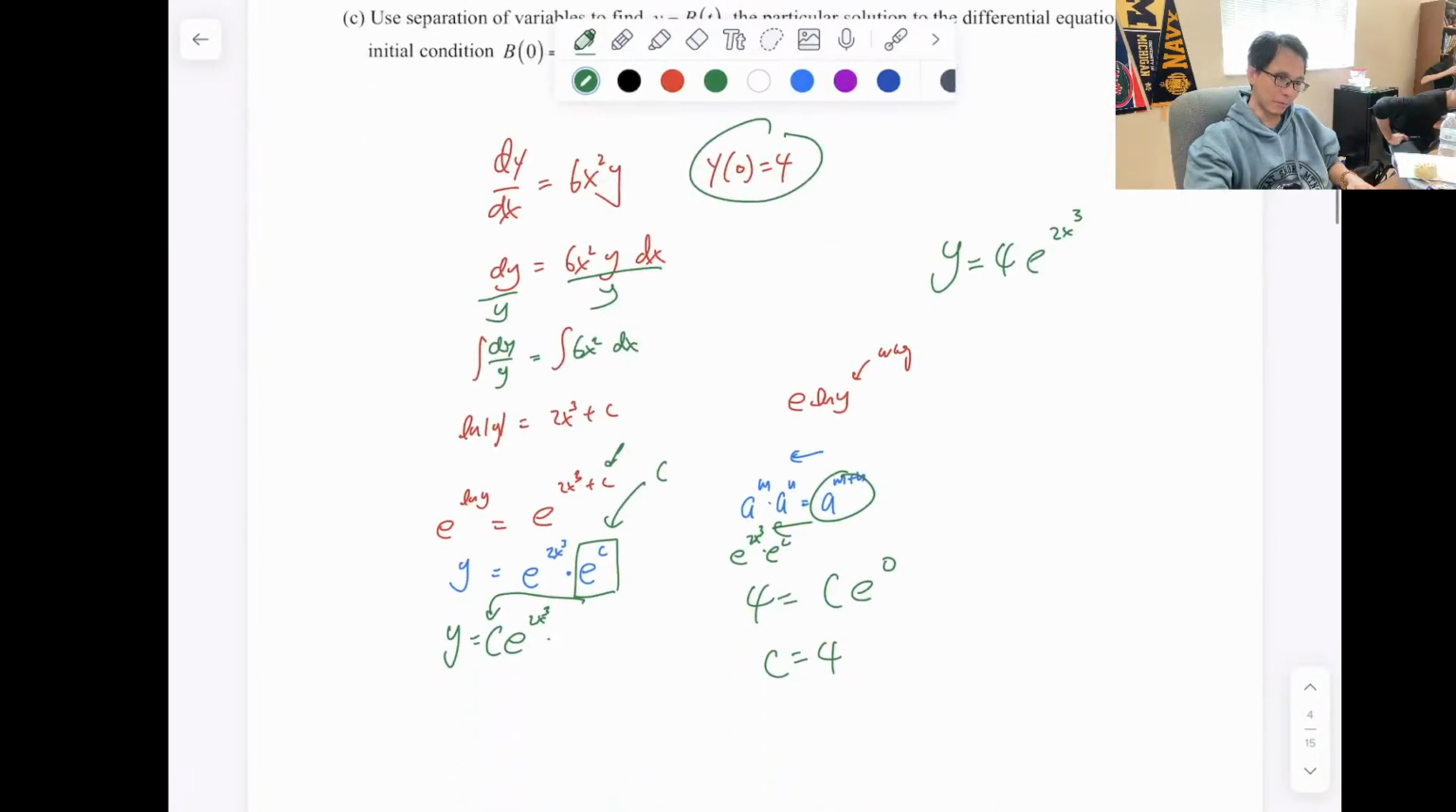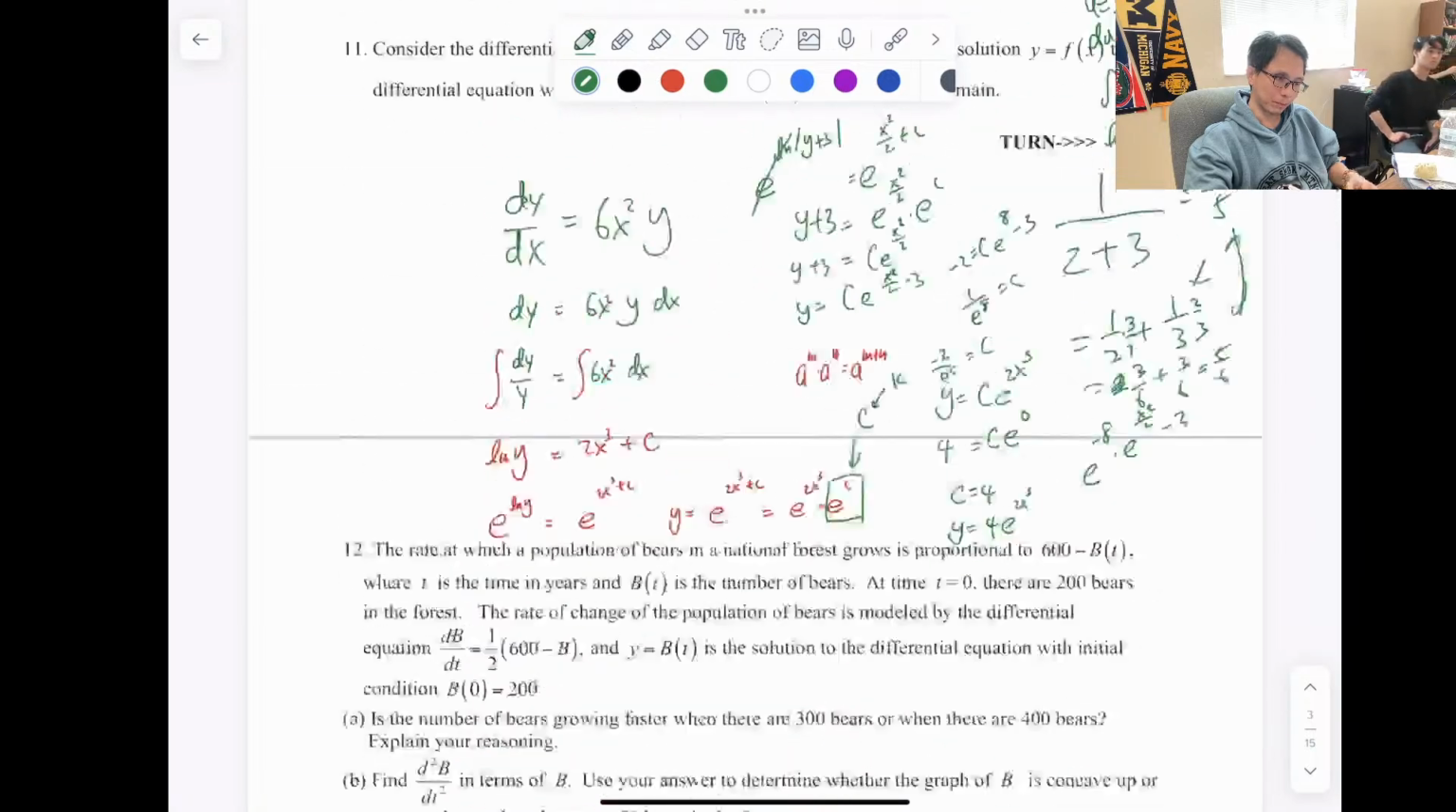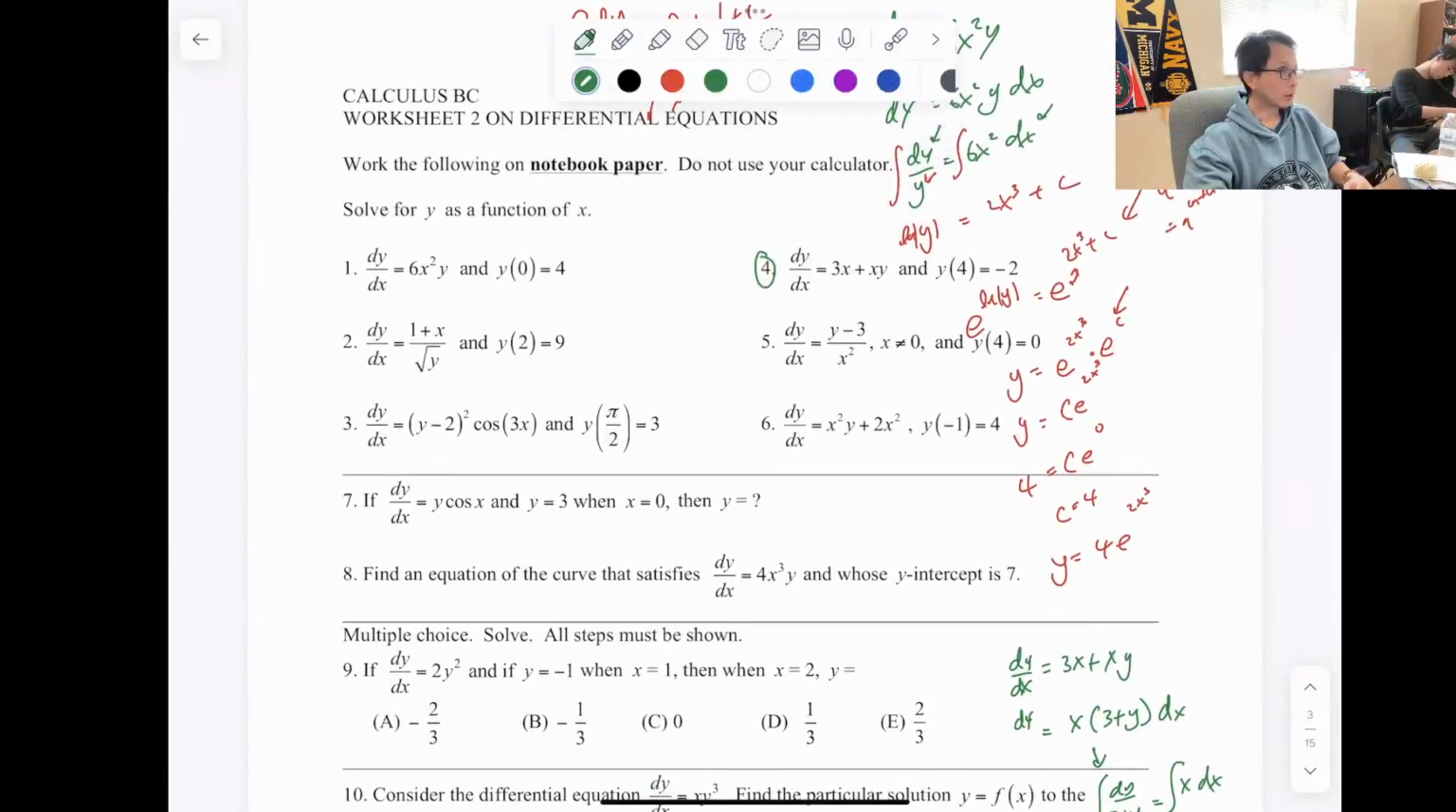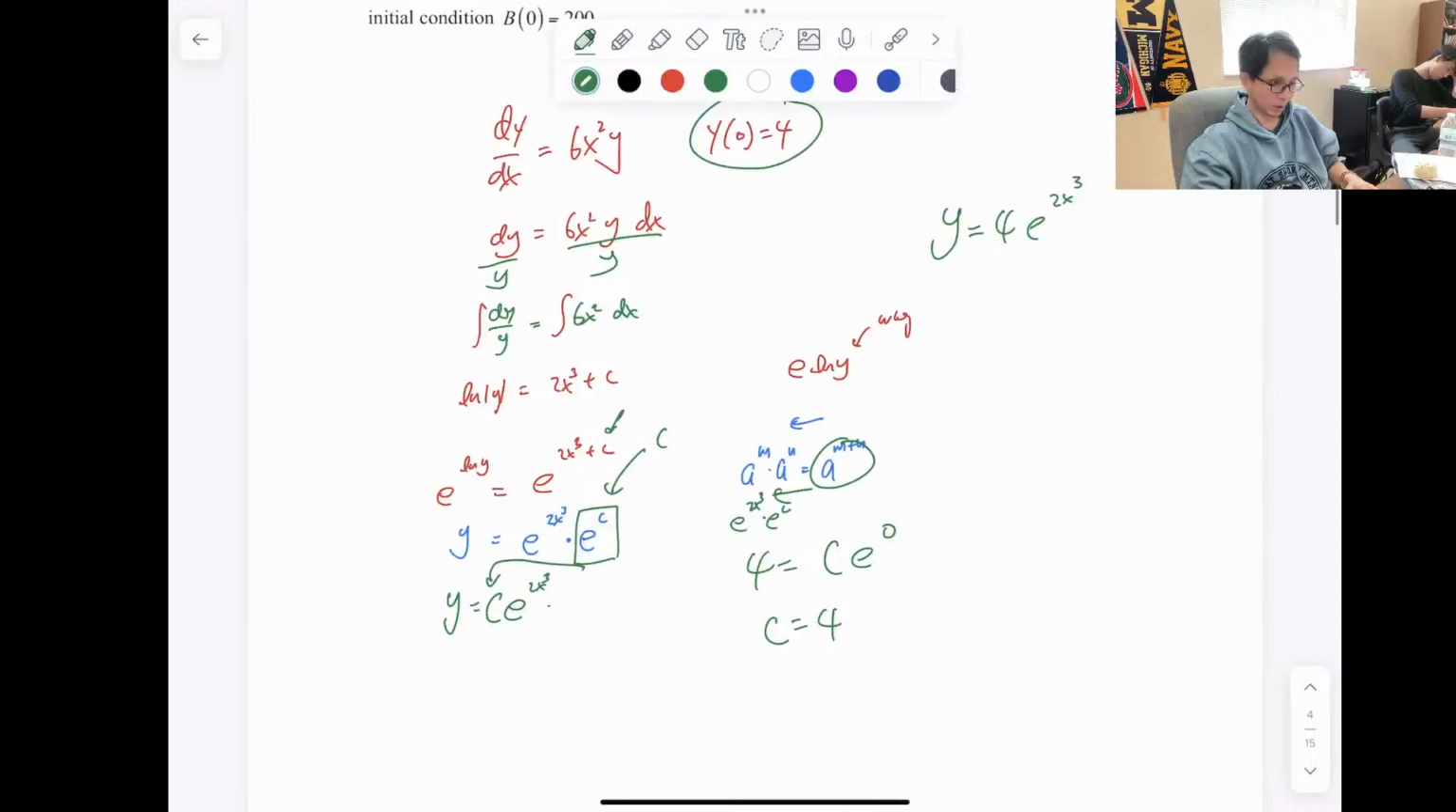Okay, so now I want you to try one problem. Why did you put the C in the front though? Because that's a multiplication. e to the c is the C.